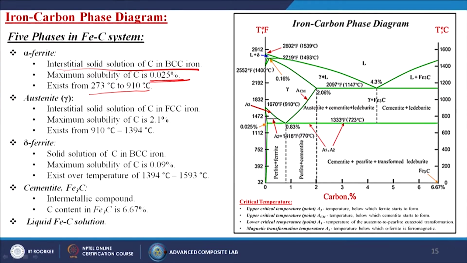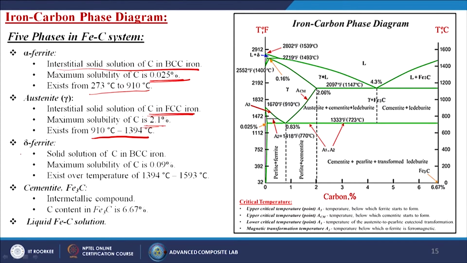From this we can get the alpha ferrite, and then we go to austenite, that is the gamma phase, the interstitial solid solution of carbon in FCC iron. Maximum solubility of C is 2.1%. So the solubility of carbon has been enhanced. It exists from 910 degree centigrade to 1394 degree centigrade.